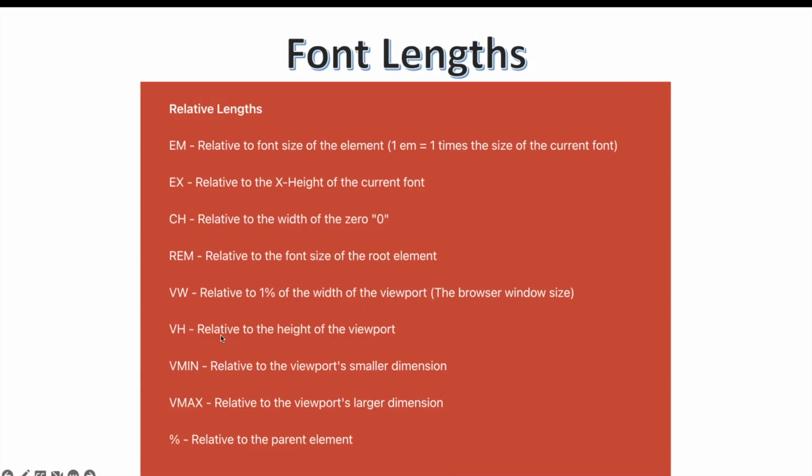I don't use VH, it's there. Vmin is relative to the viewport's smaller dimension. It calculates that for you, or vmax for the largest dimension. I don't use these. For these, I use EM and I use VW. Those are the most popular ones, along with a very important one, the percentage.